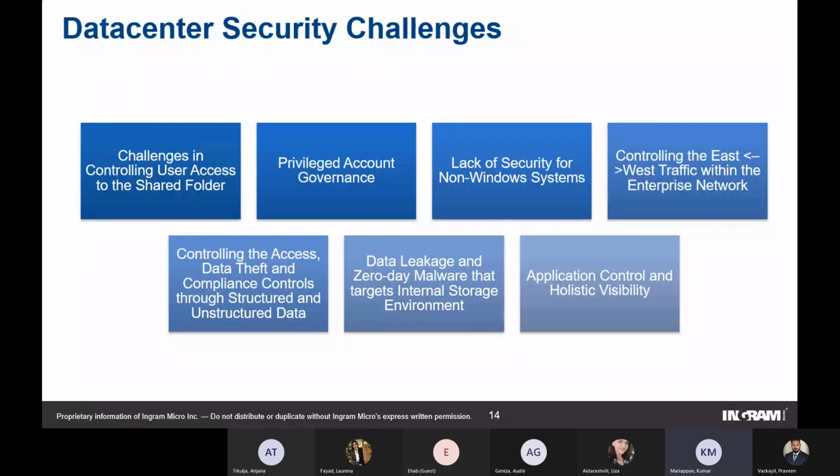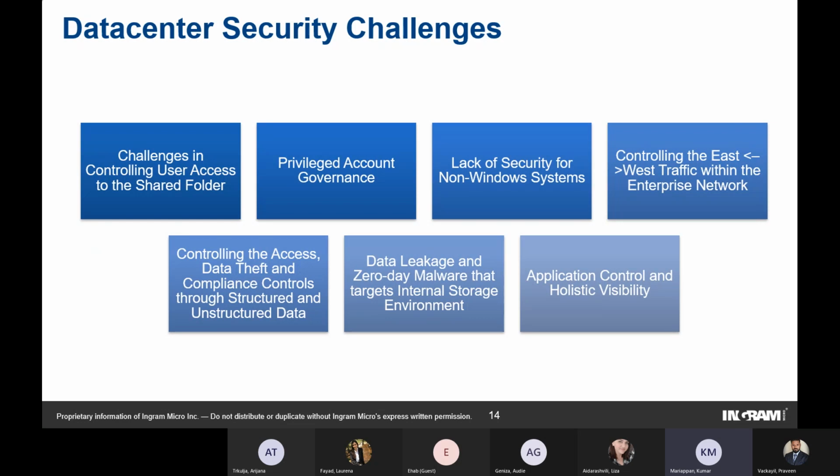The last one we are going to talk about for the day is data center security challenges. It is your data center or the cloud data center, let's put it that way. The owner of the cloud data center will face these challenges. These are common for any data center.